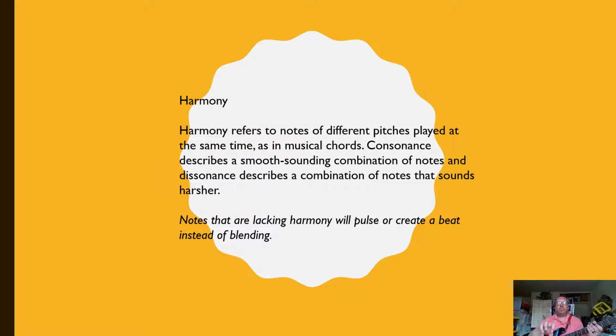Harmony. Harmony is when we've got 2 notes being played at the same time, as in like a musical chord. Notes that are lacking harmony, you can sort of feel like a beat. So if I have 2 notes, and let's say here I'm going to play, this is my A again. This is an A. This is an A. Hear the beats? They're actually slightly out of tune.